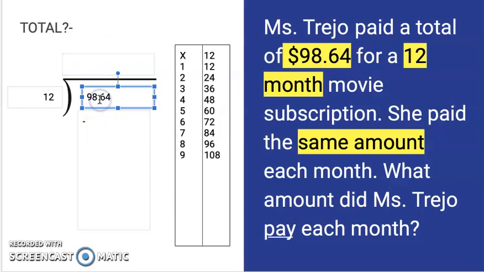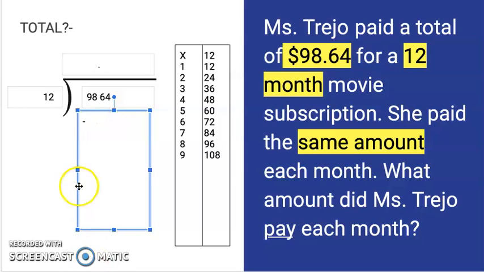But because I have a decimal in the house, I have to move it up to the roof. And I deleted it because if it's in the roof, it's no longer in the house. So now I'm good to go. So how many times can I take 12 pieces out of 9? None, because 9 is less than 12. So I move on to the next number, which is 98. So how many times can I take 12 pieces out of 98?